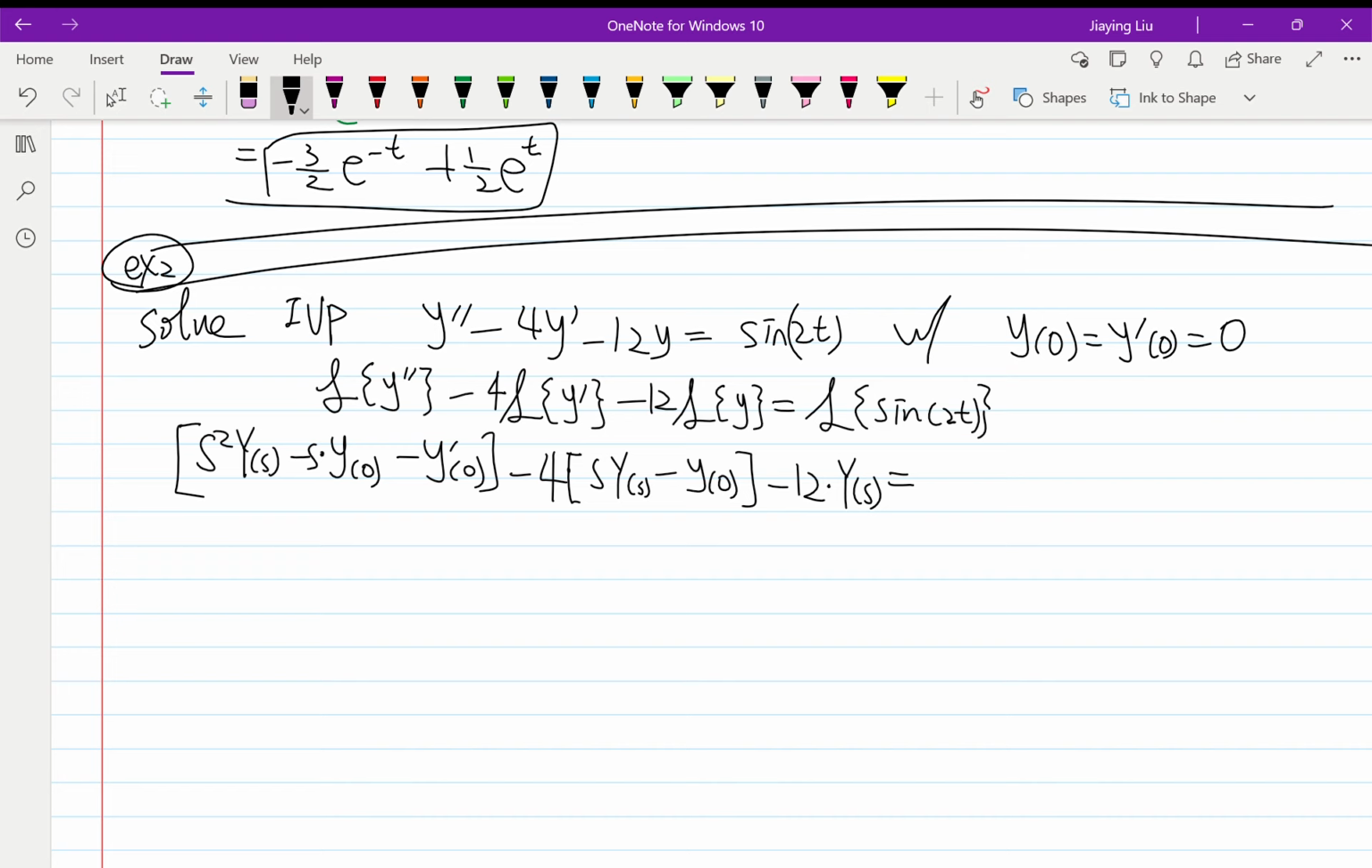If you remember that from the table, I have it memorized. The Laplace transform of sine kt will give us k over s squared plus k squared. So in this case, k is equal to 2. So we're going to put 2 there, so 2 over s squared plus 2 squared, which is 4.